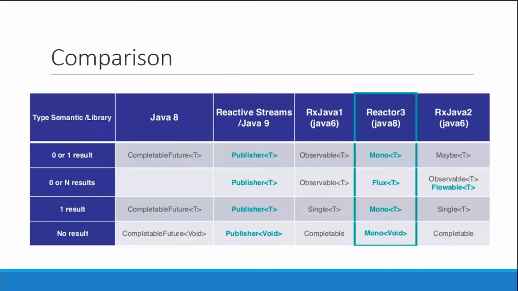There's a small comparison between the available libraries: RxJava, Reactor, and Java 8. In Java 8, we have CompletableFuture to return 0 or 1 element. And as I said, in Reactive Streams there's only publisher and subscriber. This publisher is extended in RxJava to Observable, Single and other types. In Reactor, it's extended to Mono and Flux, from the Publisher interface. And in RxJava, it's extended to Maybe, Single, Observable and Flowable types.